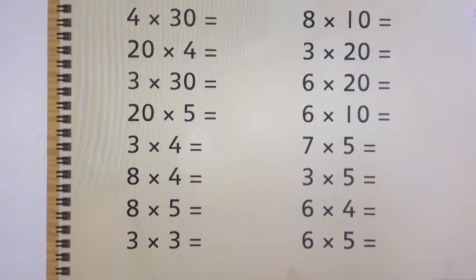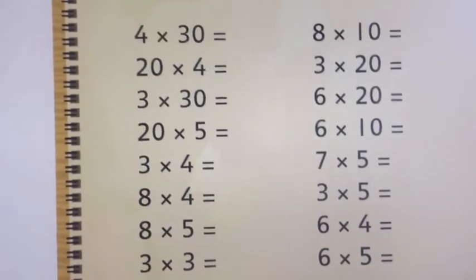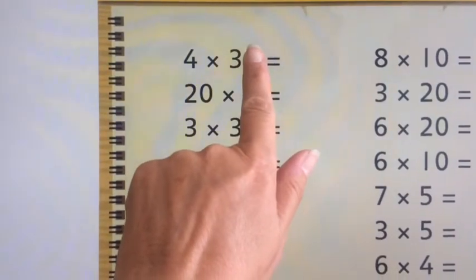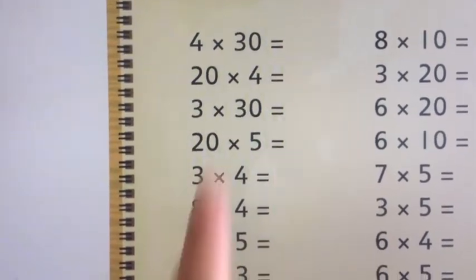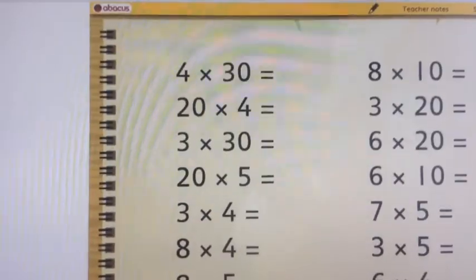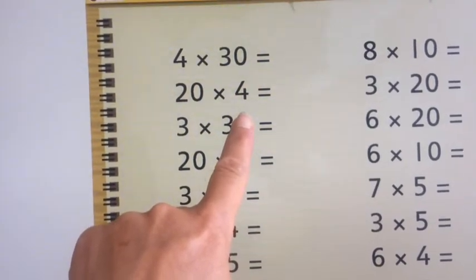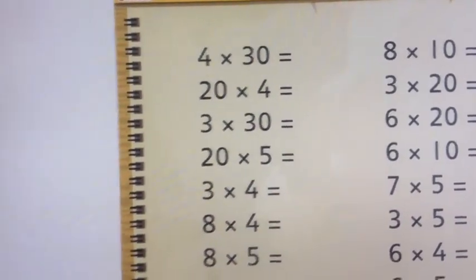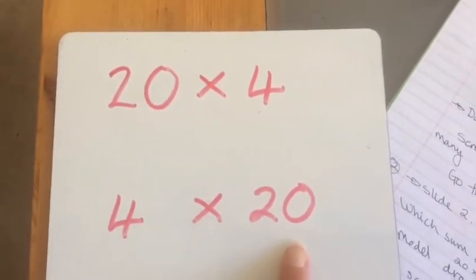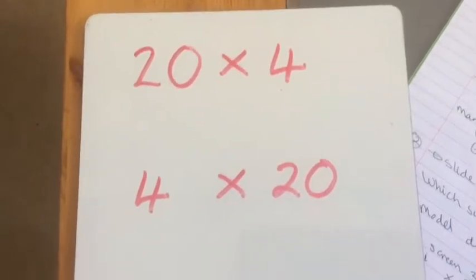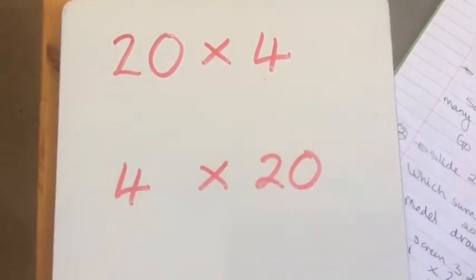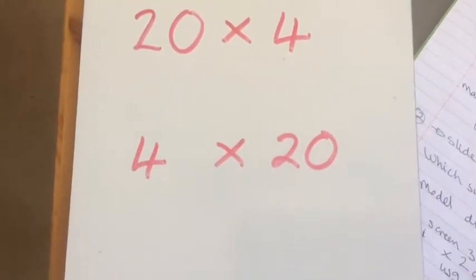How did you do? Lots of easy ones down at the bottom, but you could have used known facts for these trickier ones. 4 3s are 12, so 4 30s, put that 0 on the end, must be 120. What about 20 times 4 though? I don't think I would have done it that way round. I think I would have done 4 times 20, because remember, multiplication is commutative, like addition. And I know 4 2s are 8, so 4 20s are 80.